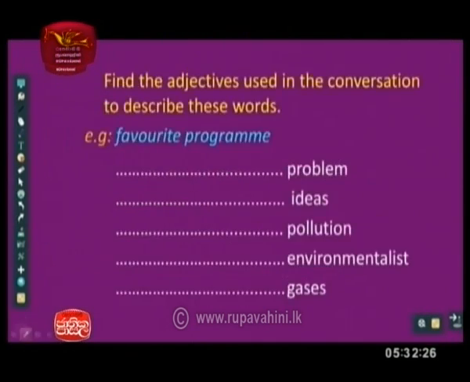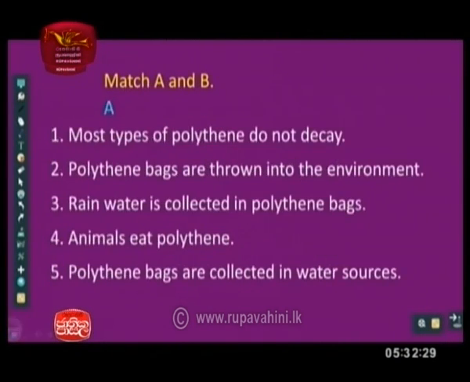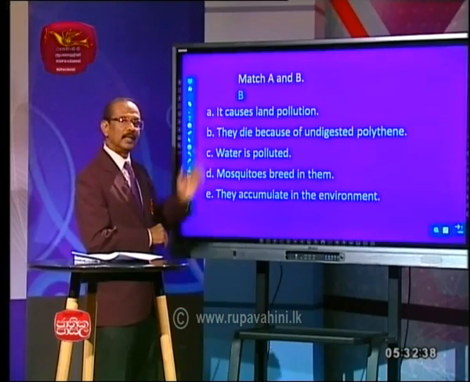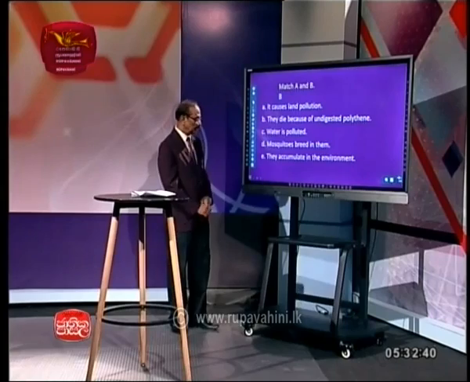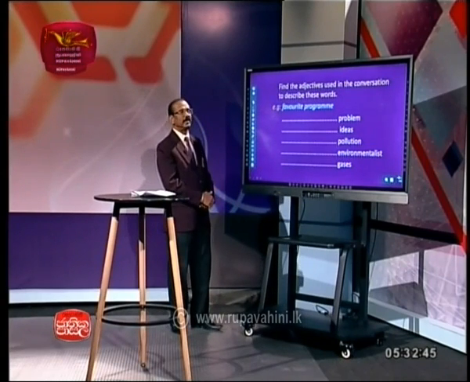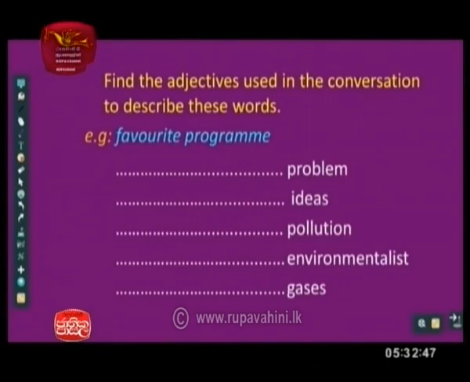Then let us go back to polythene bags are collected in water sources. So, it should be water is polluted. So, it is an activity regarding this discussion. Now, let us move on to the next activity. Let us read what the activity is. Find the adjectives used in the conversation to describe these words. Here are some nouns, and you must find out some adjectives from the text.